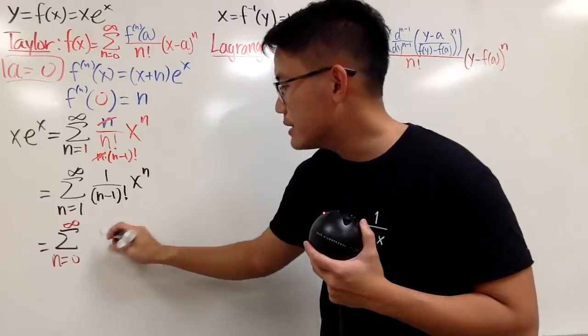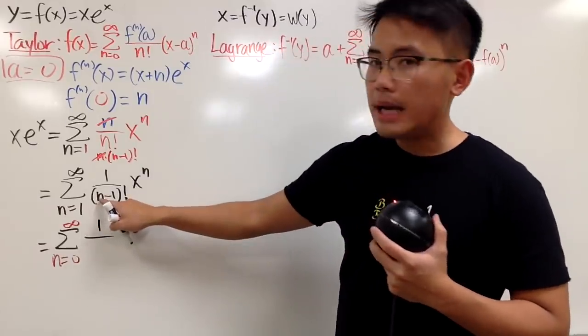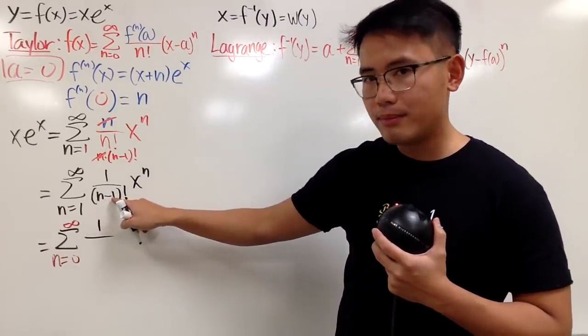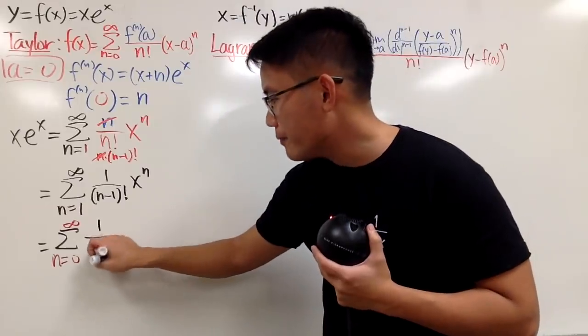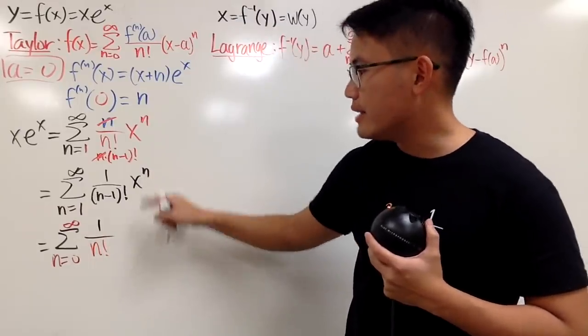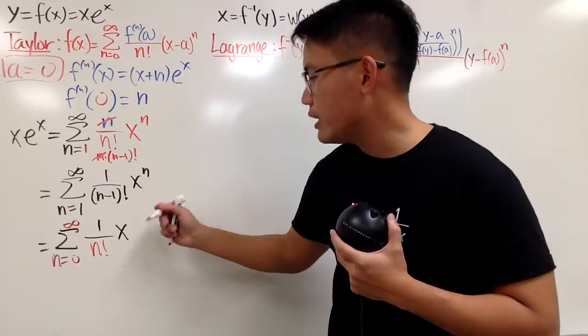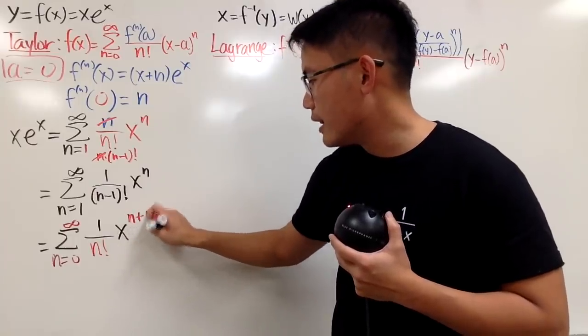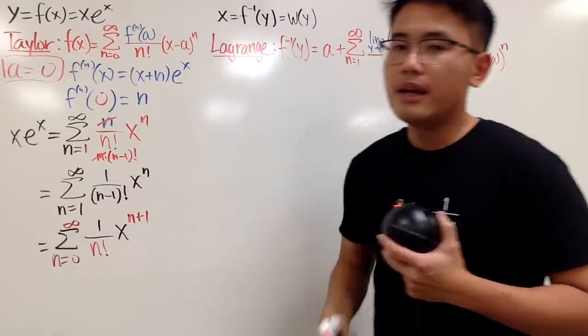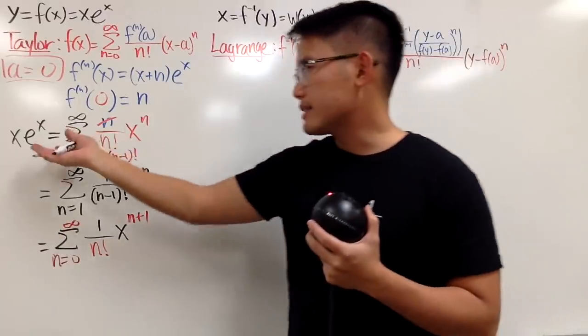So you end up with 1 over n plus 1 and then minus 1. So you get n factorial here now. And then you add 1 to the n, so you actually end up with x to the n plus 1, like that. So this right here is for x times e to the x.